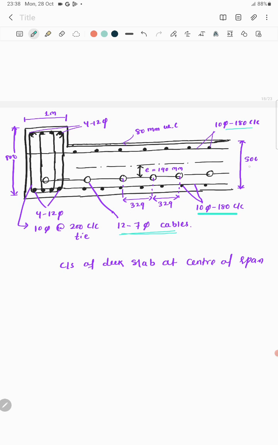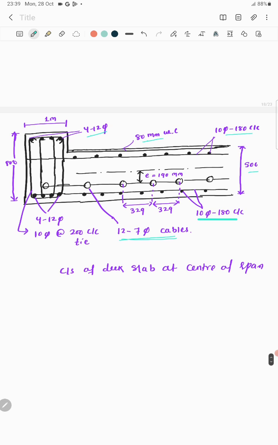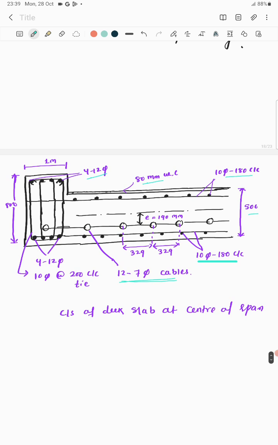The total depth is 500 mm. This is the wearing coat thickness. Then this is the hanging bar. There are 4 number of hanging bars of diameter 12 mm. So this is all about your design of pre-stress concrete slab bridge.